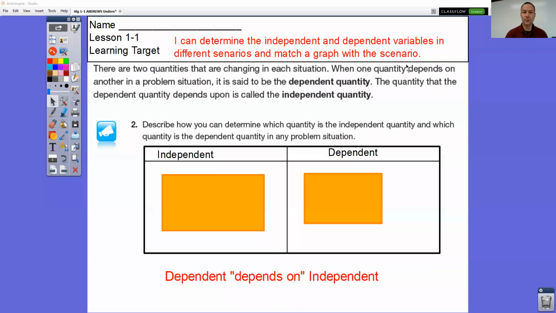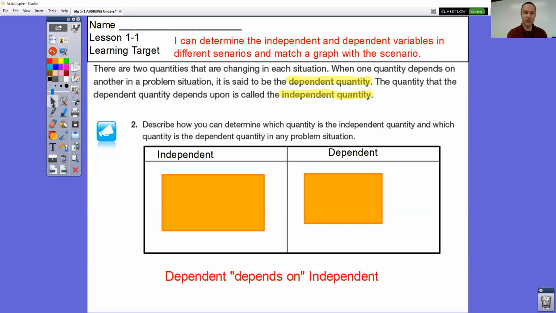This is a lesson for Algebra 1-1. The learning target for today is I can determine the independent and dependent variables in different scenarios and match the graph with a scenario. So when we're looking at graphs and things like that, there are two quantities that are changing in each situation. When one quantity depends on the other in a problem situation, it is known as the dependent quantity. The quantity that the dependent quantity depends upon is called the independent quantity.